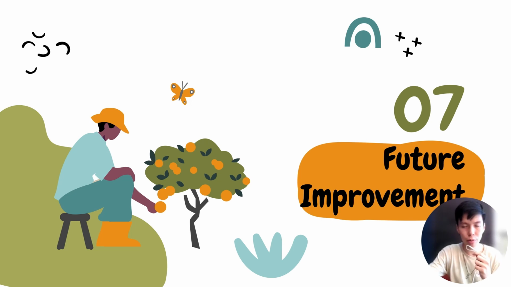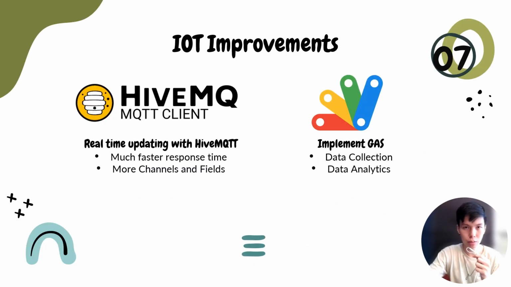Thank you, Hilman. Now we'll be going through our future improvements to the system. Firstly, for improvements to our IoT system, because our team is using a free ThingSpeak system, we have a 15-second time delay between publishing and receiving. Upgrading to HiveMQ MQTT will allow true real-time updating and faster response times, improving on the challenges that Hilman has mentioned. We can also implement Google Apps Script.